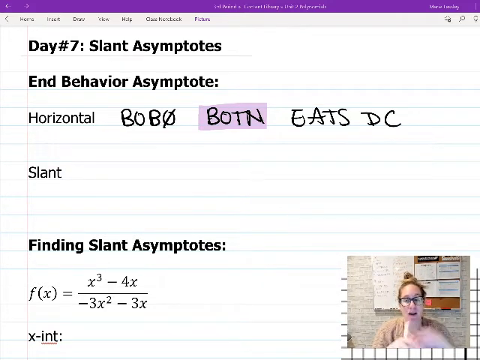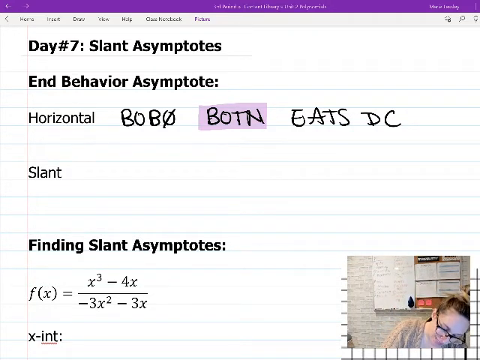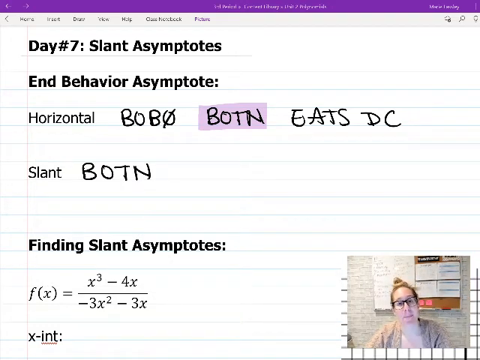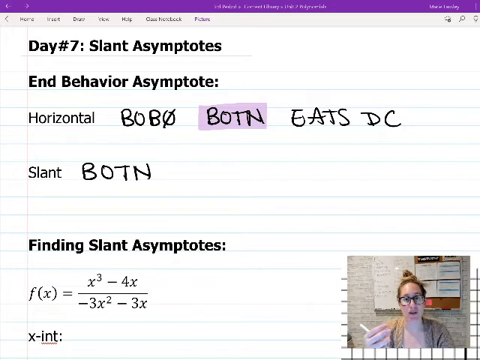So when you have a Bobo or an eats DC situation, you're going to have some type of horizontal asymptote. However, when your biggest exponent is on the top, you do not have a horizontal asymptote. What that's going to mean is that you have what's called a slant asymptote. Slant asymptotes happen when you have the Baden situation, which means the exponent in your rational function is the largest on the top. Now, if you think about this from a number standpoint, if you have a bigger exponent on the top of your fraction, that means your number is going to grow faster on the top than it is on the bottom.